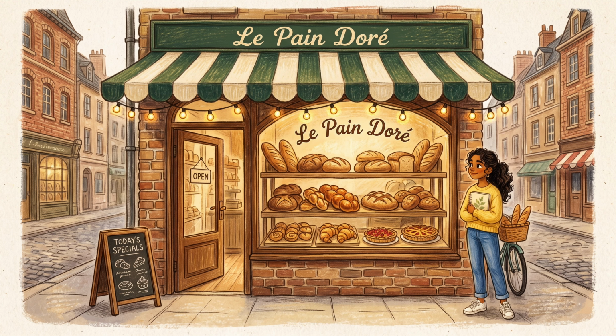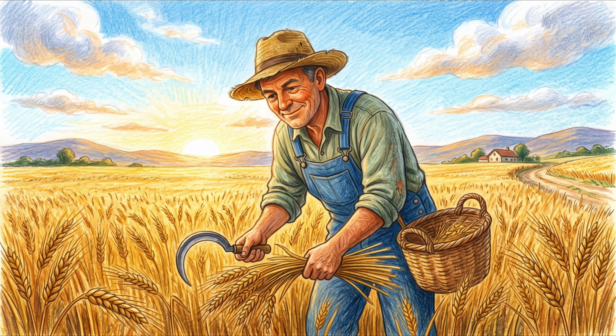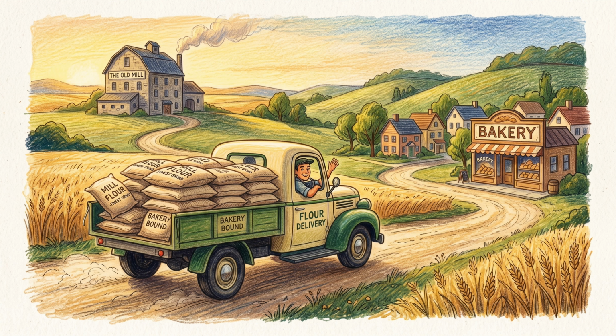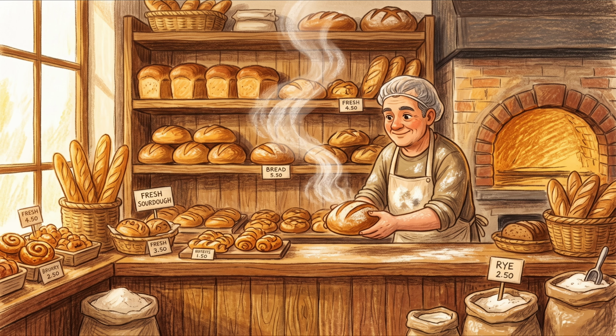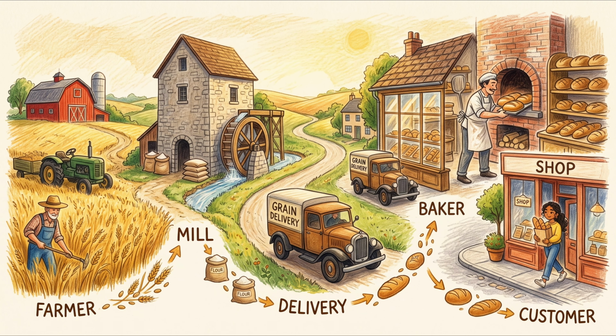Imagine a small bakery. The bakery needs flour. A farmer grows the wheat. A company turns the wheat into flour. A truck carries the flour to the bakery. The baker uses it to make bread. The bread is placed in the shop. And finally, a customer buys it. All the people and steps that move the wheat from the farm to the customer form the supply chain.